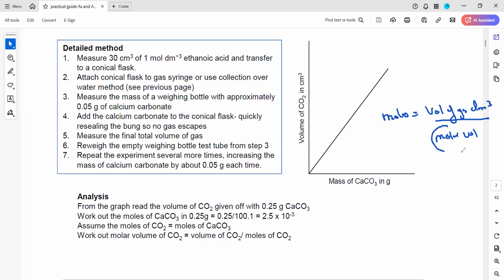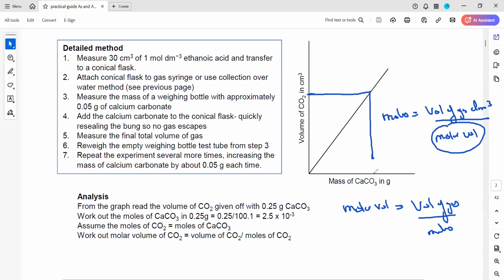But right now the experiment is finding the molar volume. So if we need the molar volume, what is molar volume? Molar volume is the volume of the gas divided by moles. The volume of the gas you will have from your graph, and from the mass of calcium carbonate we use, you will get the moles. So volume of the gas divided by moles of carbon dioxide will give the molar volume of carbon dioxide.